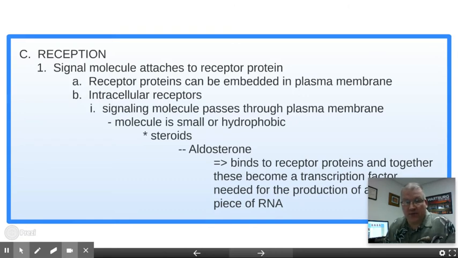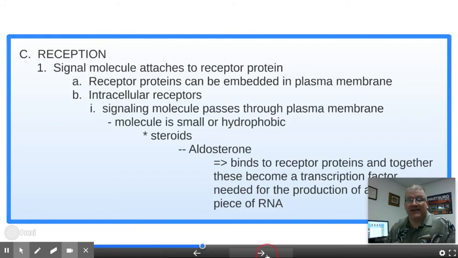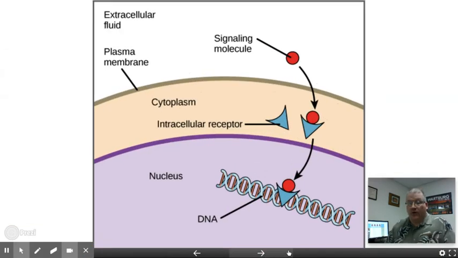Some receptor proteins are embedded in the plasma membrane, but some of them receive signals that pass through the plasma membrane. Things that might be too small or things that might be hydrophobic would be able to pass through the plasma membrane without issues. One of those things being steroidal compounds. Remember, steroidal compounds are lipids, so they're going to be hydrophobic. Aldosterone binds to receptor proteins inside the cell, and together those things become a transcription factor.